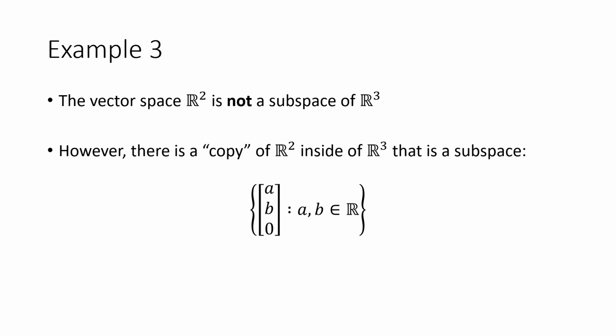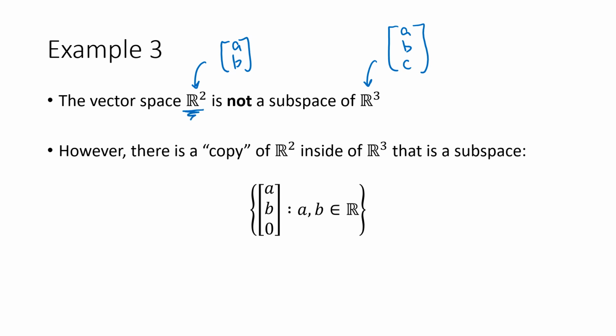Now let's look at some non-examples. So the vector space R2 is not a subspace of R3. Even though we can sometimes think of the xy plane as kind of living inside of three-dimensional space, that's really just a copy of R2. R2, these are vectors of the form (a, b), and the vectors in R3 are vectors of the form (a, b, c). So R2 is not a subspace of R3 because it's not a subset of R3.